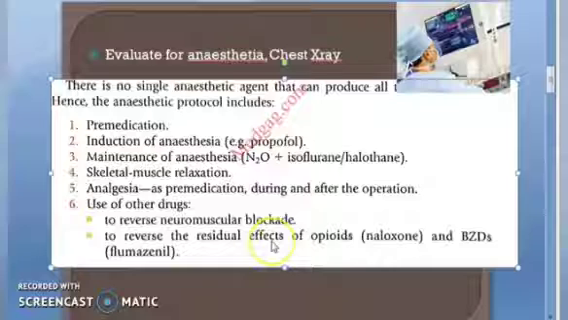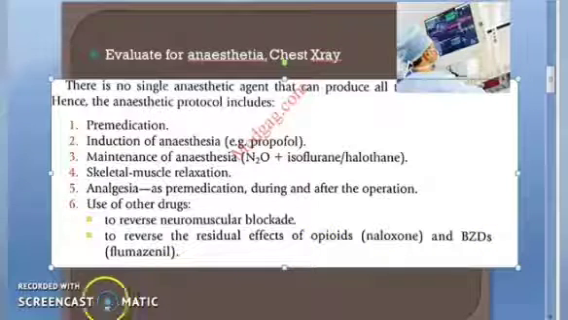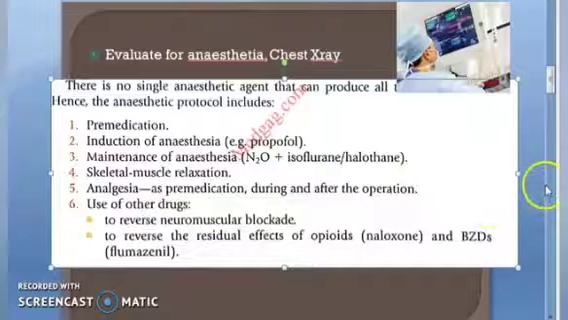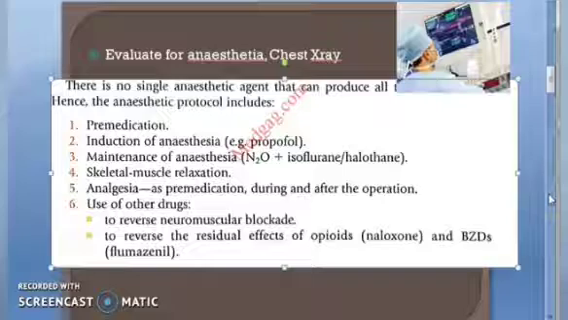To reverse the effects of opioids, they can use things. Okay, and benzodiazepine. To reverse the effect of benzodiazepine, they will use this flumazenil. Okay, that is an antidote kind of a thing for benzodiazepine. Flumazenil. Okay, to reverse everything you can use. So this is the protocol.